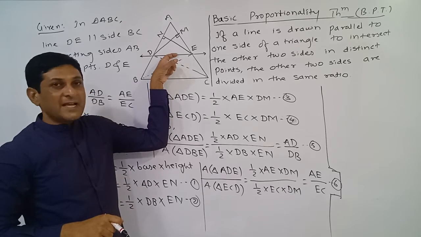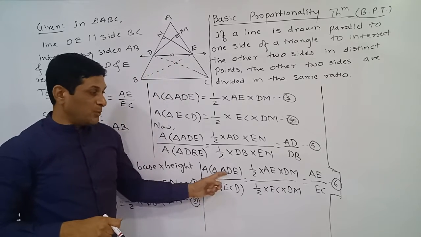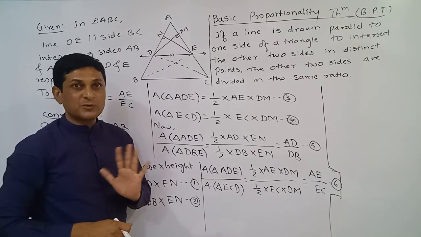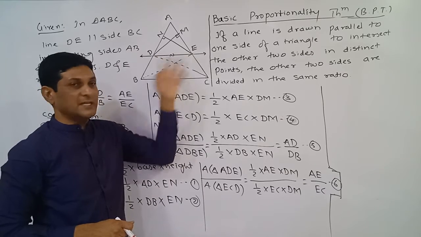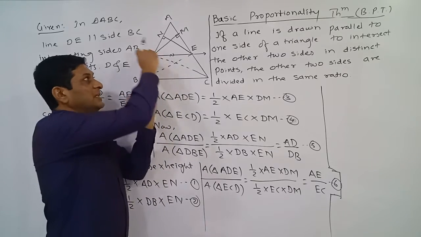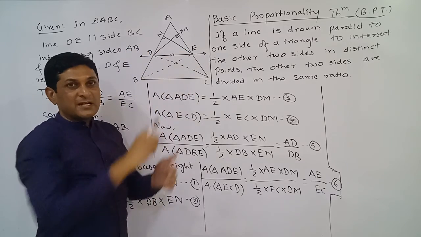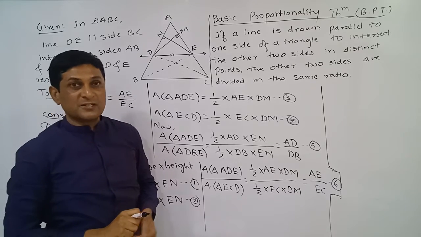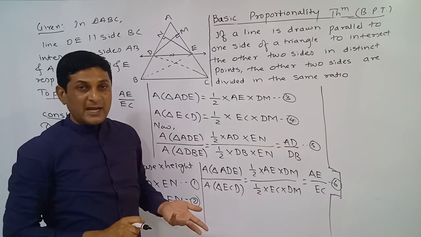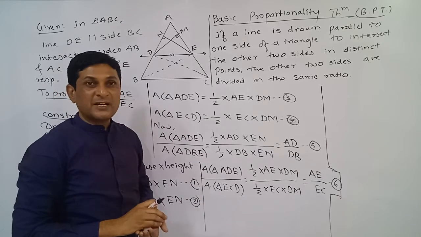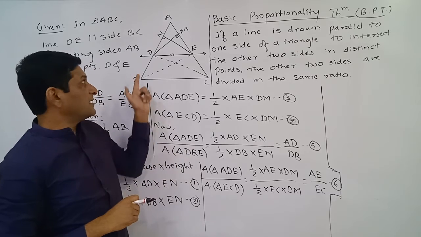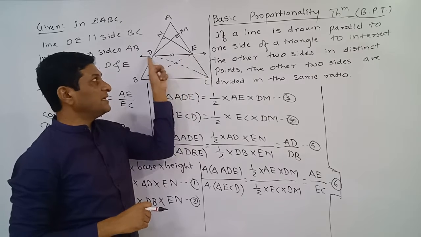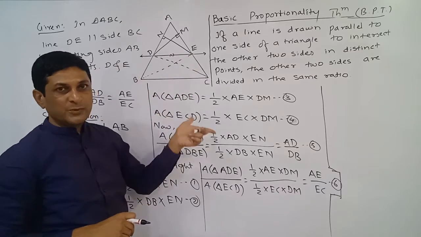If I consider DE as the base of both triangles, triangle DBE and ECD, their common base is DE. Then check whether these two triangles lie between two parallel lines. Yes, these two triangles lie between two parallel lines. And one of the theorems which you have proved in 9th standard says that if two triangles have the same base and lie between two parallels, their areas will be equal. So triangle DBE and triangle ECD have the same base DE and they lie between two parallels.